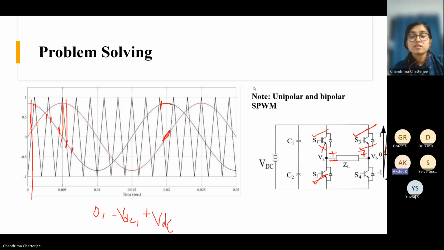And the carrier signal is always high. Then how does one become... No, this is not always high. Why is this always high? I mean, it is always greater than the reference signal. No. How is this always greater than the carrier signal?